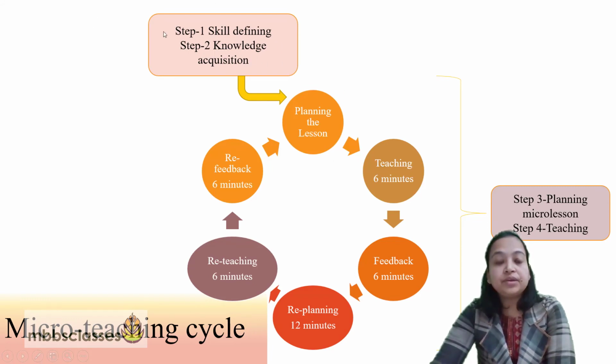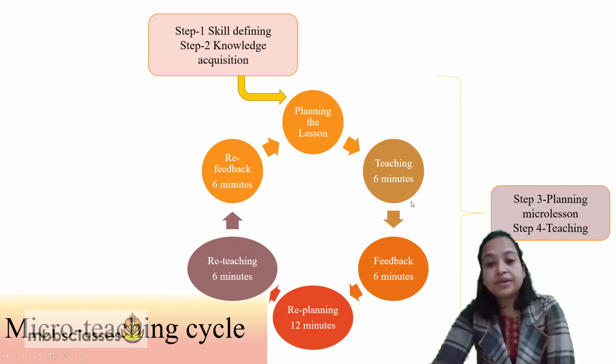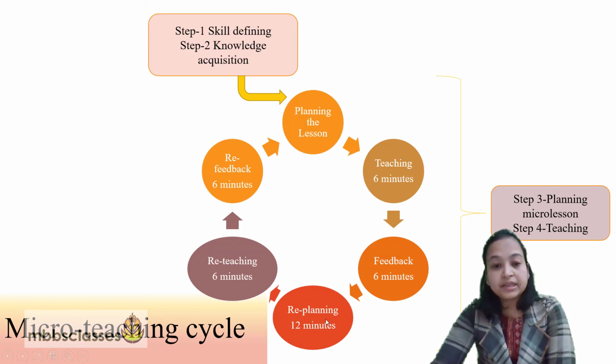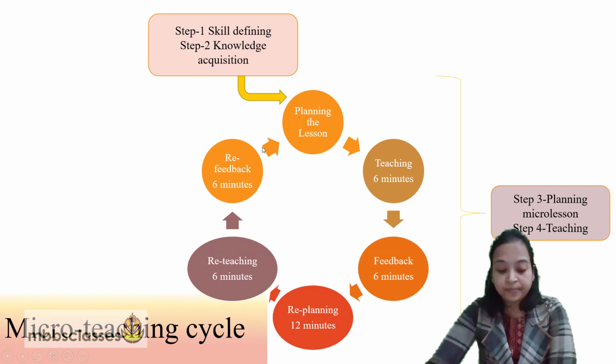So in steps 1 and 2, we define the skill, then we gather knowledge about the skills to be practiced, then the lesson is planned, then the micro lesson is taught for a period of 6 minutes, then the constructive feedback is given by the peers and the experts. After getting the feedback, the teacher is asked to replan the lesson, keeping the feedback and comments in view, and then the lesson is retaught for another 6 minutes, and again the re-feedback. So you can see that this is the micro teaching cycle.